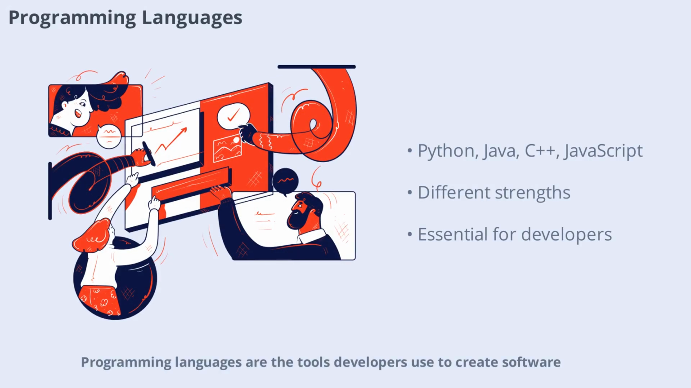Programming languages are the tools developers use to create software. Popular languages include Python, Java, C++, and JavaScript. Each language has its strengths and is suited for different types of projects. For example, Python is known for its simplicity, while C++ is valued for its performance. Learning a programming language is the first step to becoming a software developer.